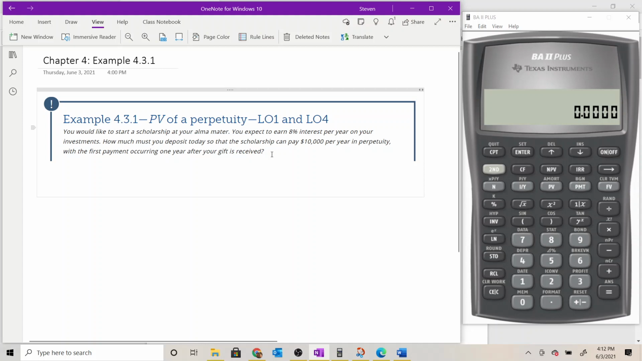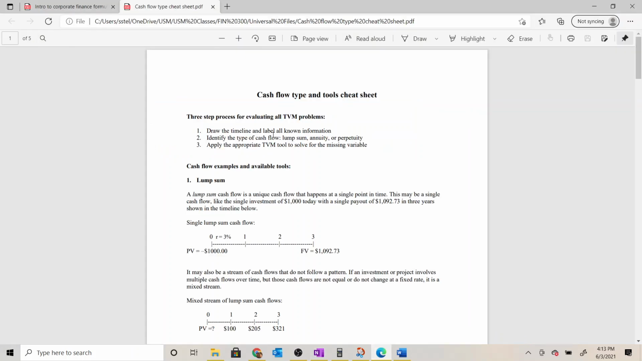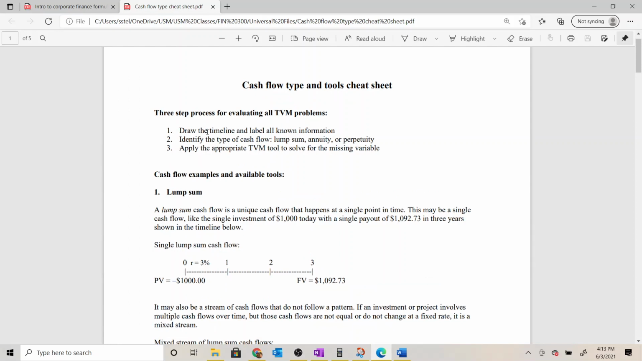Okay, we've got a problem we need to evaluate that involves cash flows spread out over time. This is a time value of money problem, so we're going to use our three-step process to work this one, where the three steps are: step 1, draw the timeline, label all the information we're given. Step 2, use that timeline to identify the type of cash flow we're looking at, so that then in step 3, we know which tools we can use to solve for the missing variable in the particular problem.